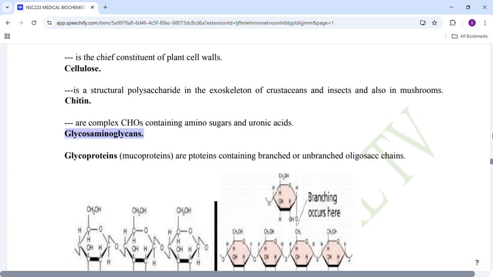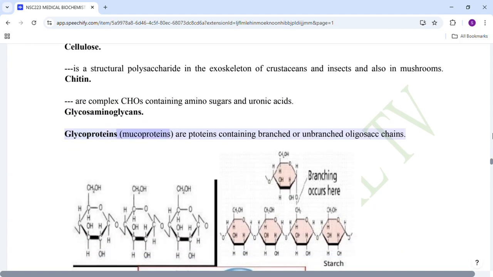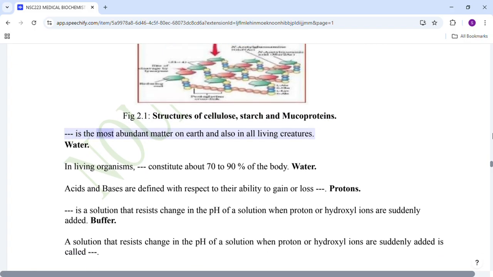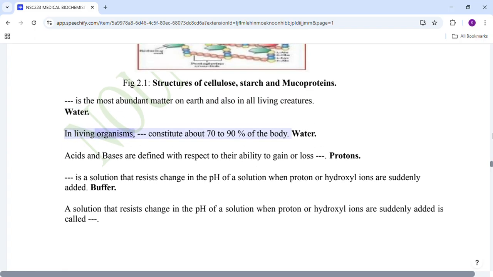Glycosaminoglycans. Glycoproteins, mucoproteins, are proteins containing branched or unbranched oligosaccharide chains. Fig 2.1, Structures of cellulose, starch, and mucoproteins. Water is the most abundant matter on Earth and also in all living creatures. In living organisms, water constitutes about 70 to 90% of the body.